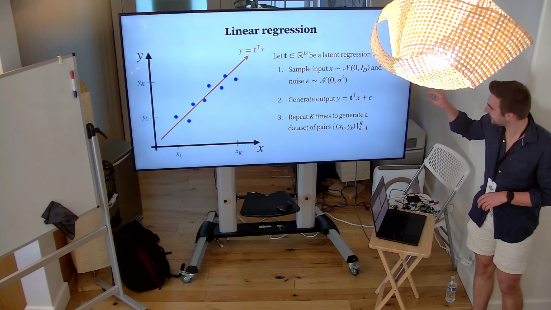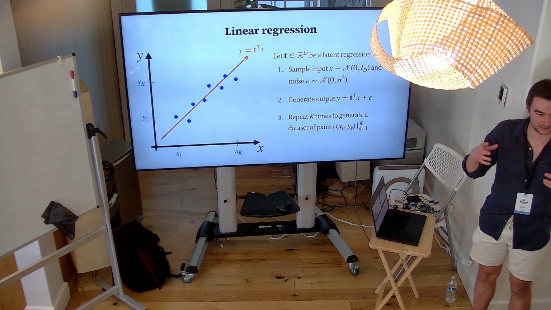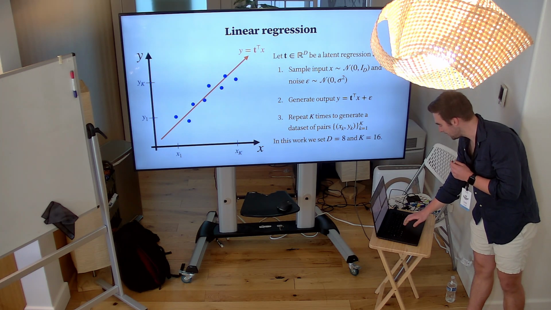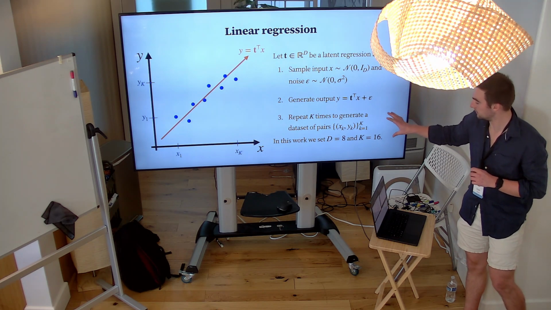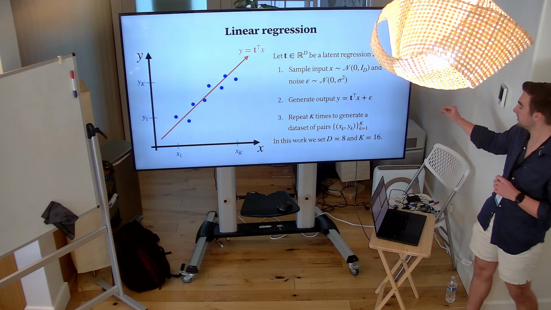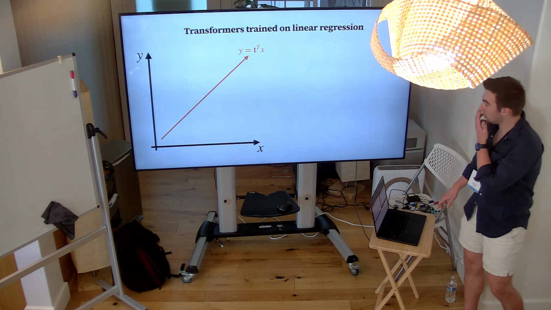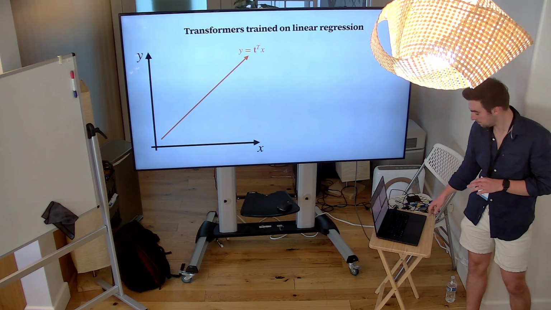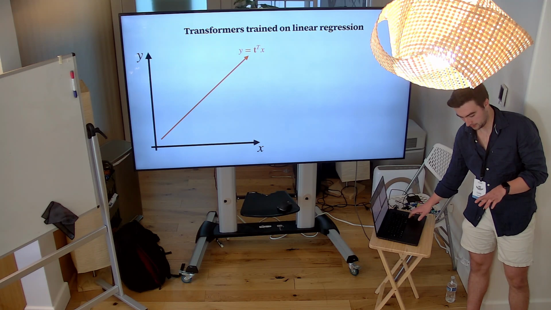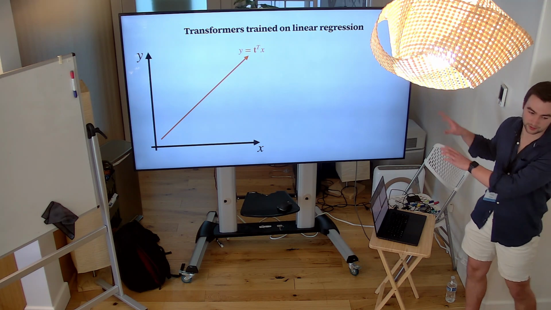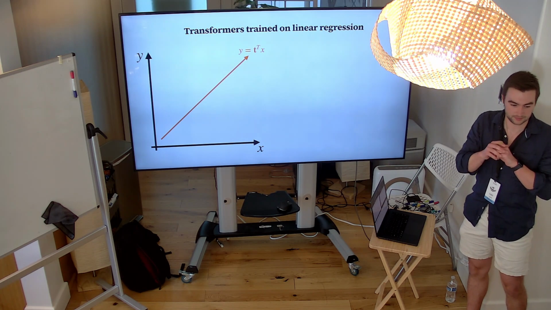So we generate k different pairs according to this latent linear regression task, and that gives us a context. In this work, I'll just state this here, we are going to use a regression dimension of 8, d equals 8, and a context length of k equals 16. To be clear, that would mean 32 tokens, as in 16 pairs of x, y. Yes, I'll explain the tokenization in a sec, but 16 pairs of points. Okay. Thanks.